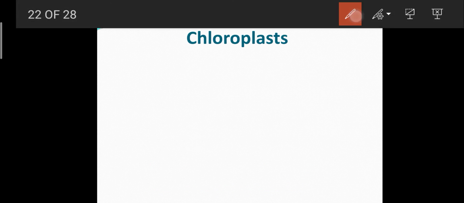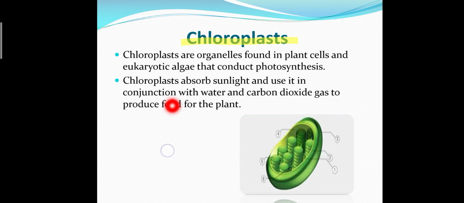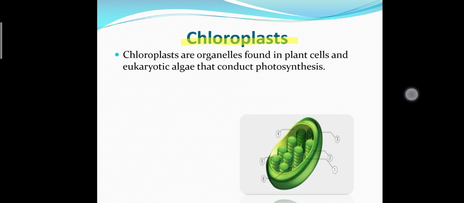Now we will discuss chloroplasts. Chloroplasts are the organelles found in plant cells and eukaryotic algae that conduct photosynthesis. Chloroplasts absorb sunlight and use it in conjunction with water and carbon dioxide gas to produce food for the plant. And that is the process of photosynthesis.